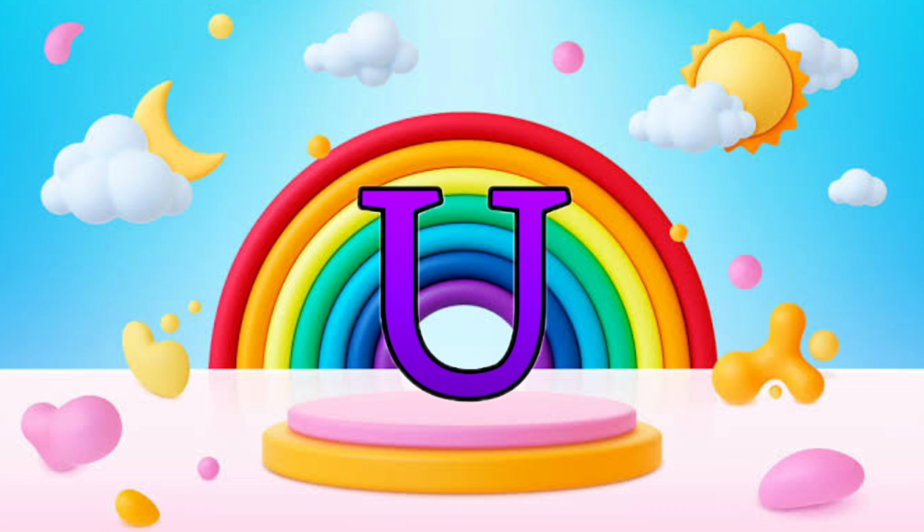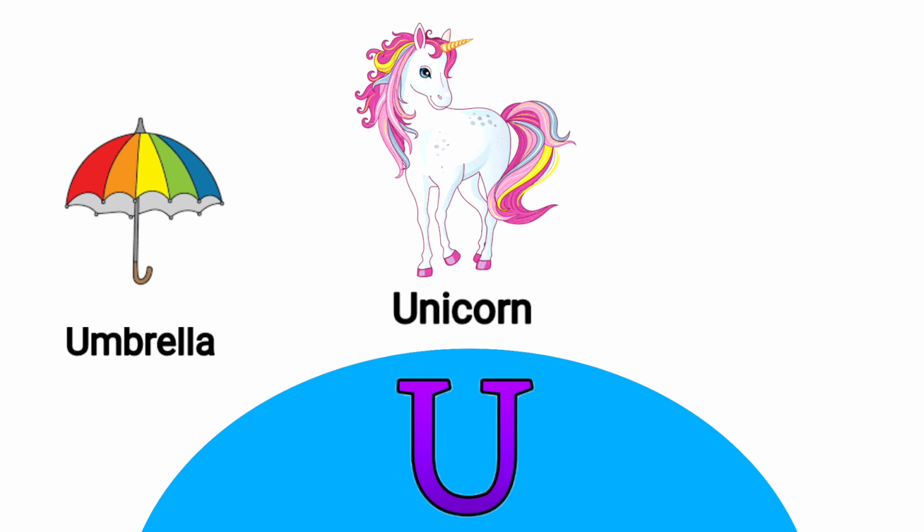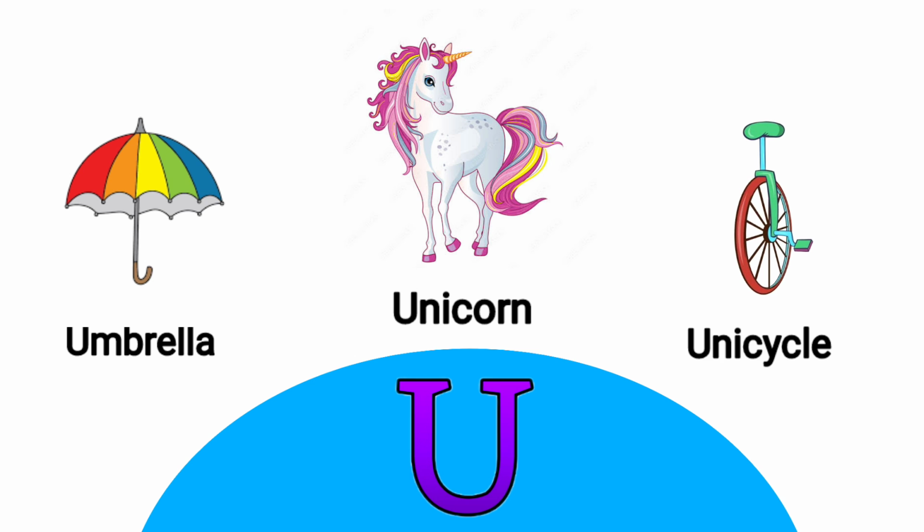U. U is for umbrella. U is for unicorn. U is for unicycle.